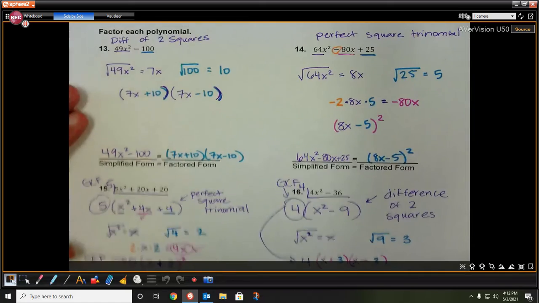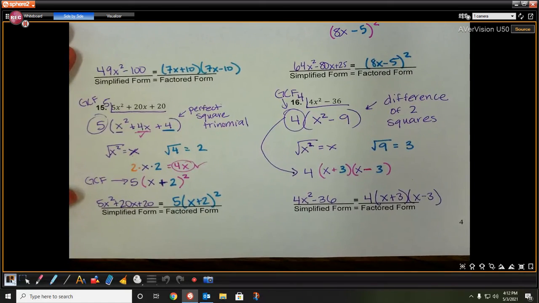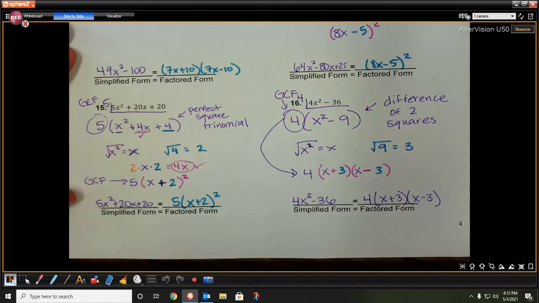So I hope this helped you recognize some of those special cases and when we can use that perfect square trinomial or that difference of two squares.